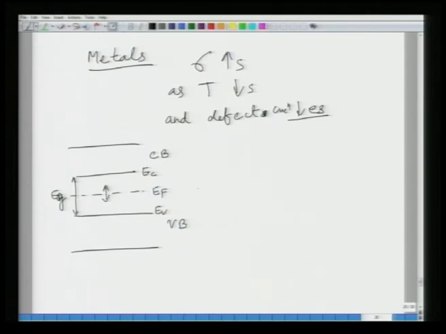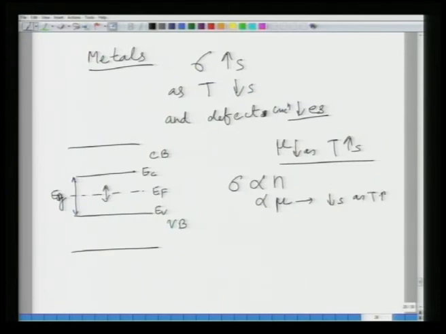Now, in both metals and semiconductors, the transport is band transport, it happens in the band itself, but there are some differences. The mobility mu decreases as T increases. That is true for both the systems. The only difference is that since conductivity is proportional to N as well as mu, so as temperature increases, mu decreases in both the cases, but the change in N is different.